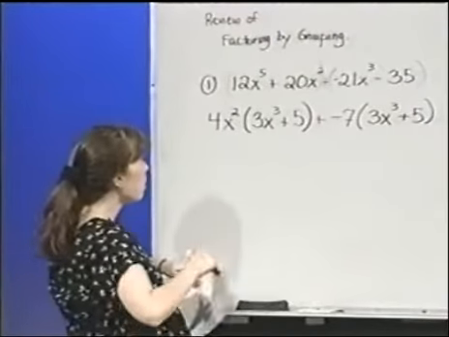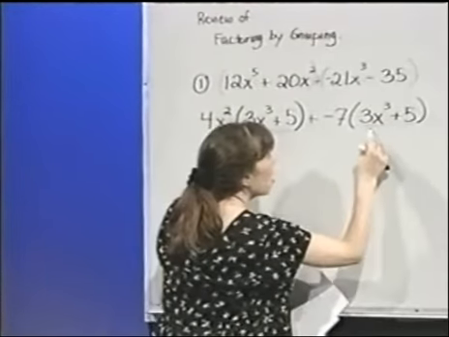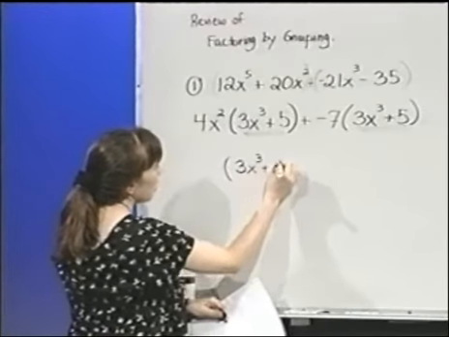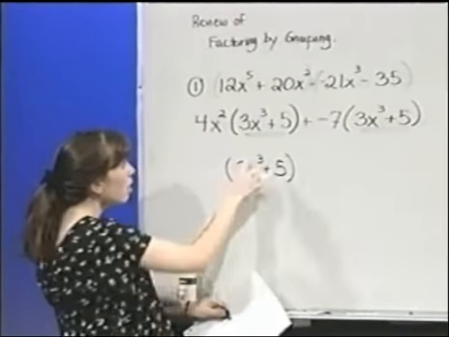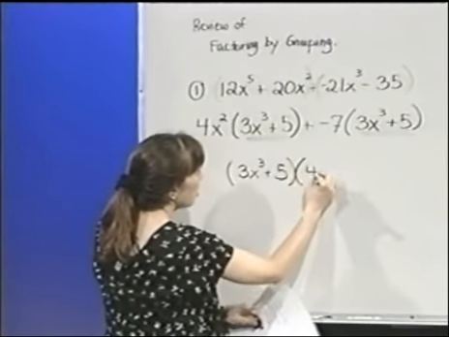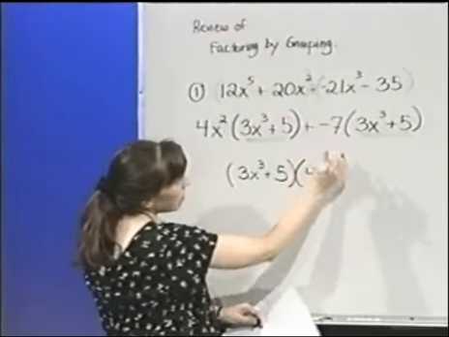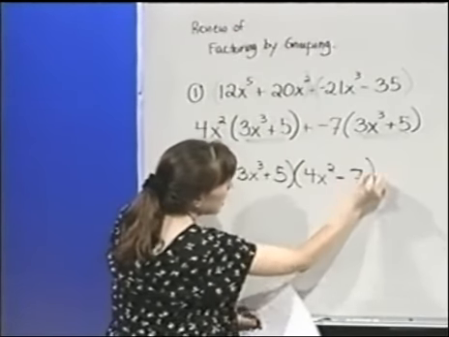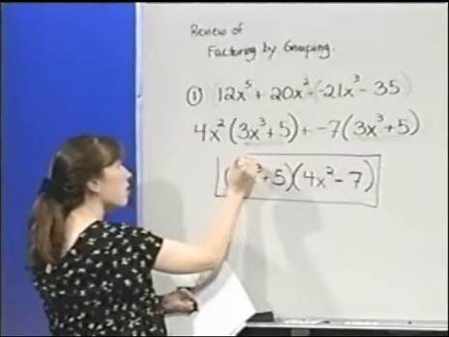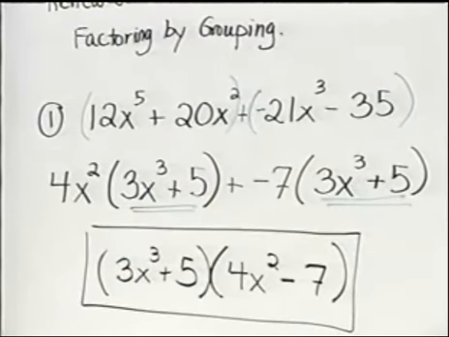And now the last step is to take out this common term, being 3x cubed plus 5. That comes out. So when you take it out from each of these parts, you're left with a 4x squared plus a negative 7, or if you like, minus 7. And therefore, you've completed the factoring of that 4-term polynomial: 3x cubed plus 5 times 4x squared minus 7.